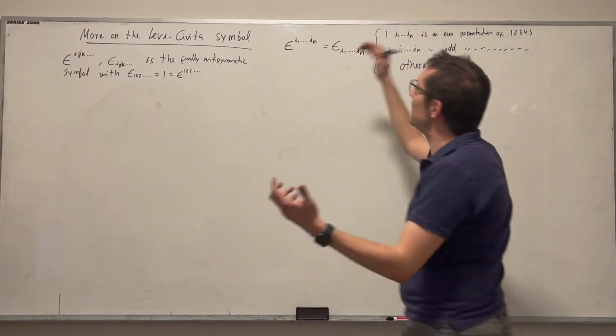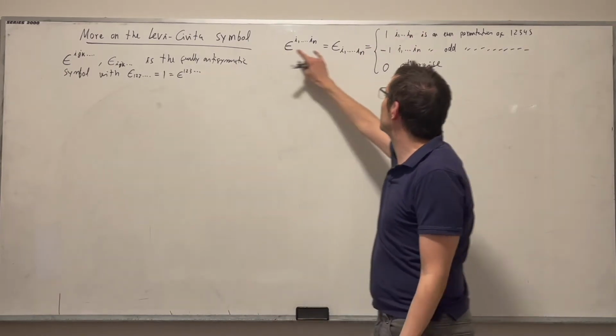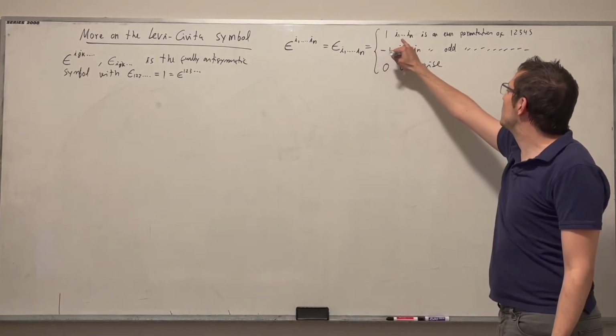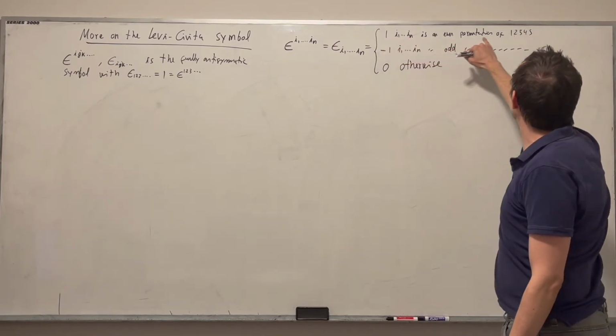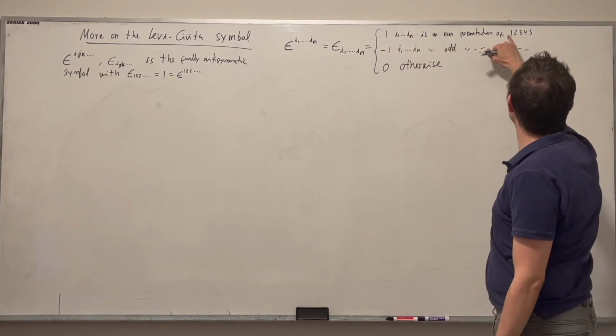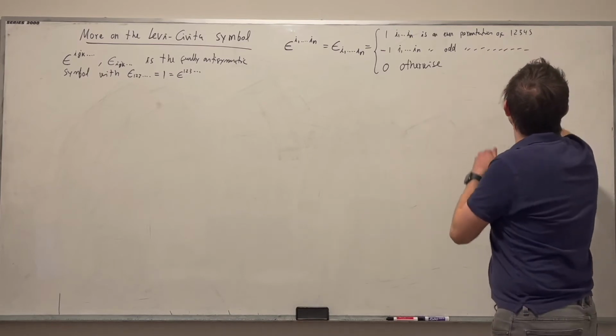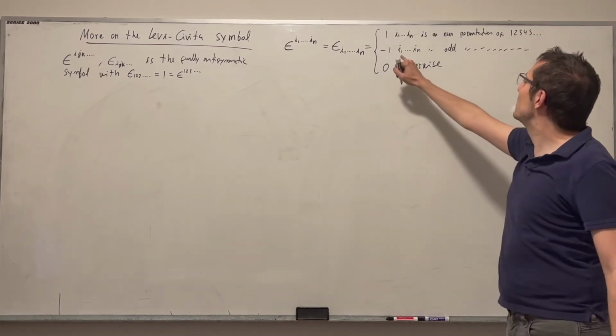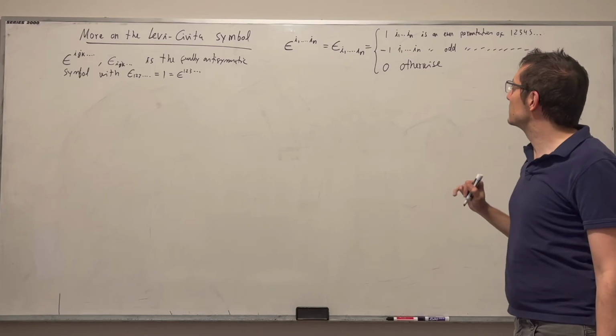That is a definition, and an equivalent definition, just to remind you, is: 1 if the value of the indices is an even permutation of 1, 2, 3, 4, 5, 6, 7, 8, 9, 10, etc., and -1 if it's an odd permutation of that sequence, and 0 otherwise.